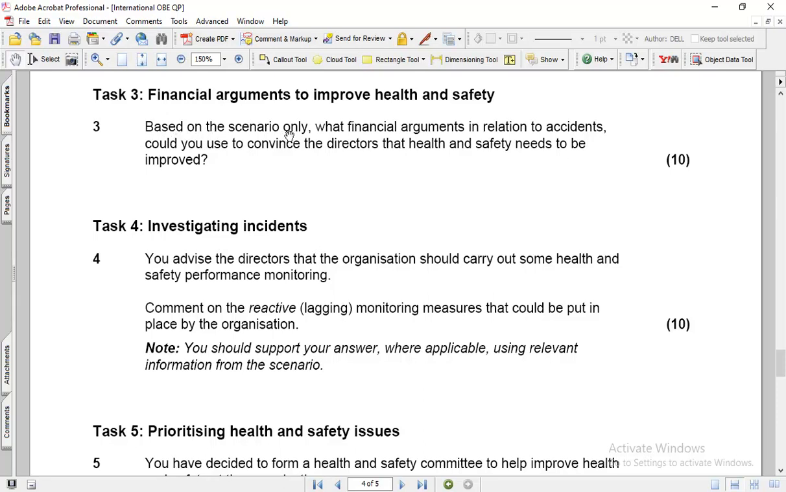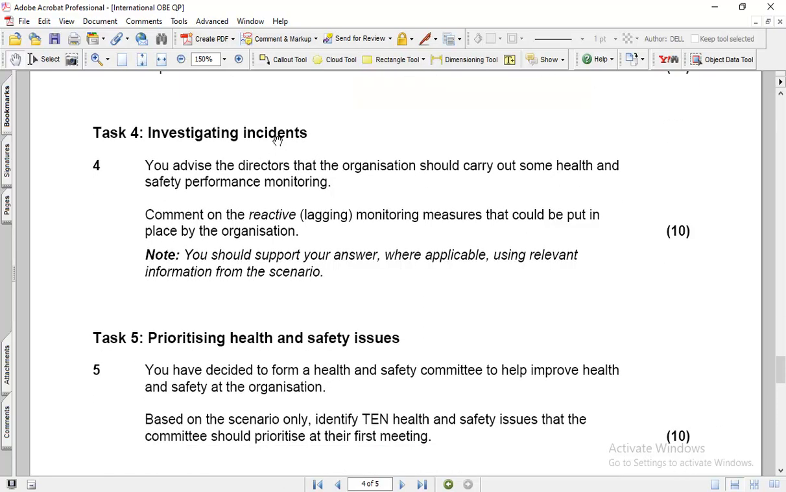So here we are bound to the scenario only. We can get information from the scenario only. We cannot use any other source of information. We have a 10 marks task. At least we should provide 10 to 12 financial arguments.